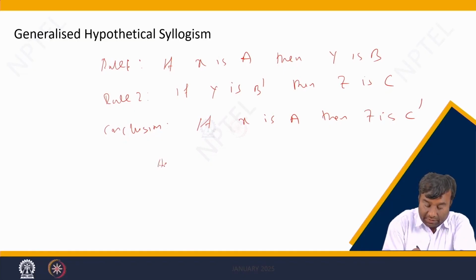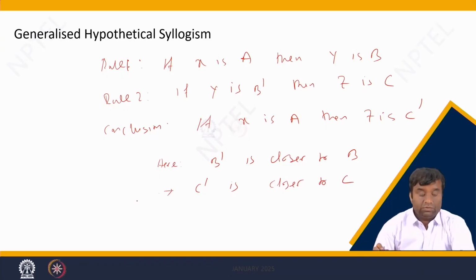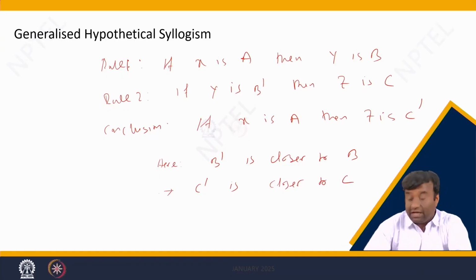Here B dash is closer to B. In the same way, C dash is closer to C. So this is known as the hypothetical solution.